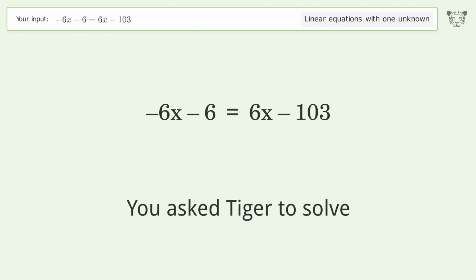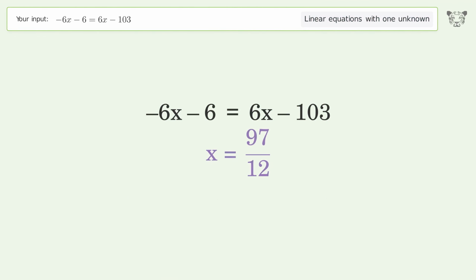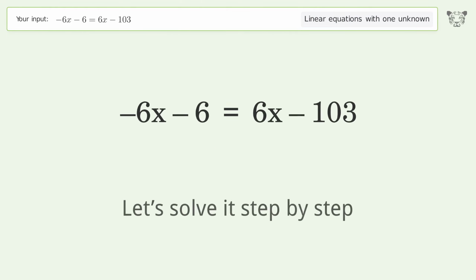You ask Tiger to solve. This deals with linear equations with one unknown. The final result is x equals 97/12. Let's solve it step by step.